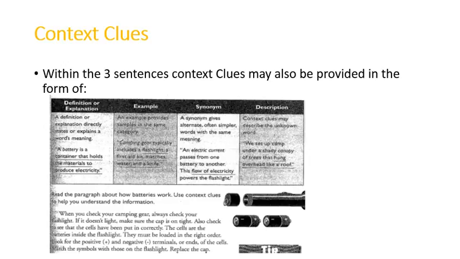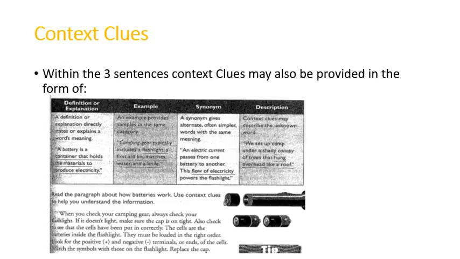So for example, below you can see a battery is an underlined container that holds the material to produce electricity. And in that sentence alone, the definition of what a battery is provided. A context clue may be provided in the form of an example. An example provides samples in the same category.